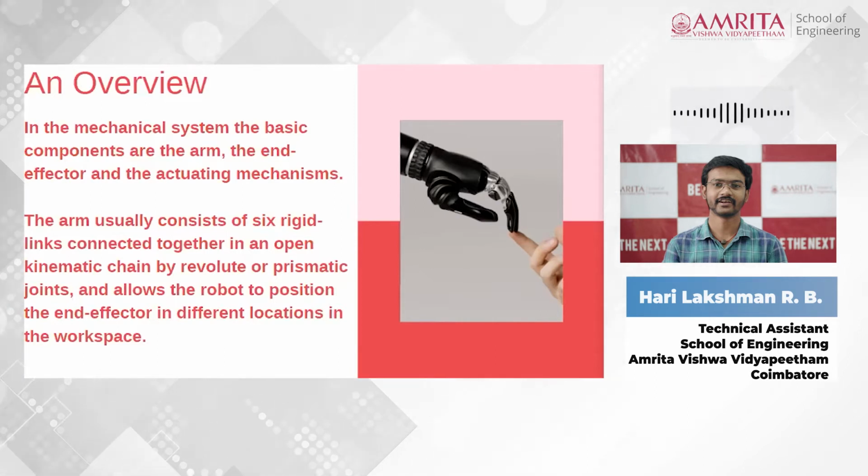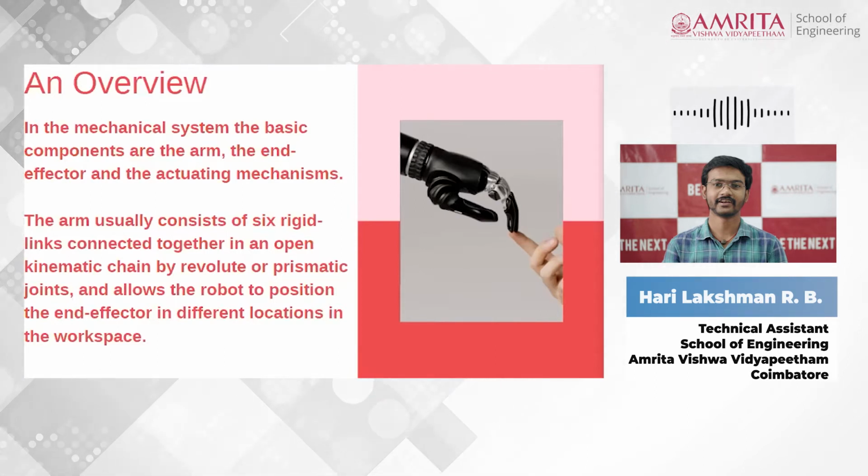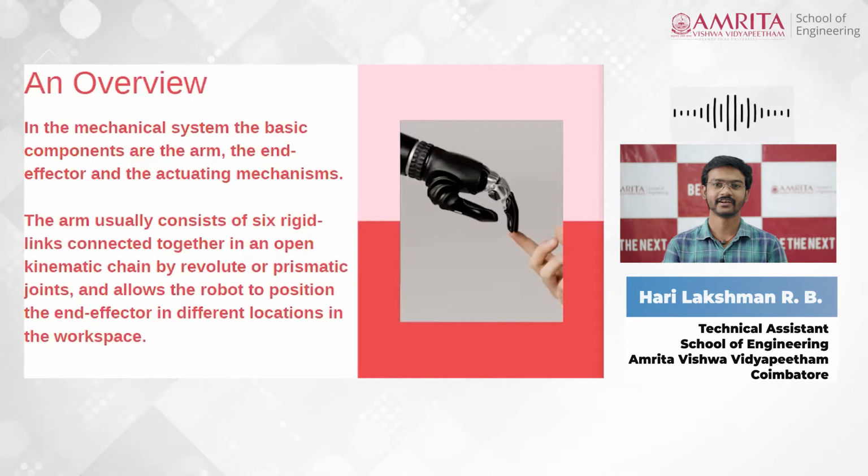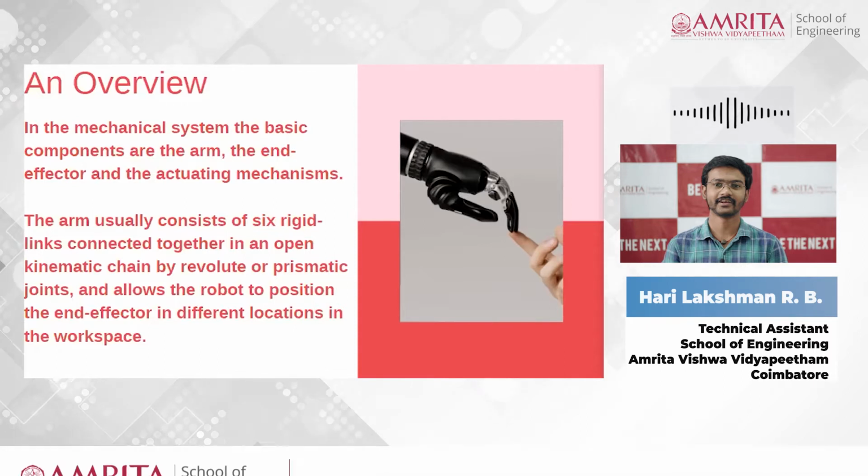I hope you could understand now what a link is, what an open kinematic chain is, what the different types of joints are, I mean revolute and prismatic, how the degree of freedom works, and how this arm is used to position the end effector in different locations in the working environment.